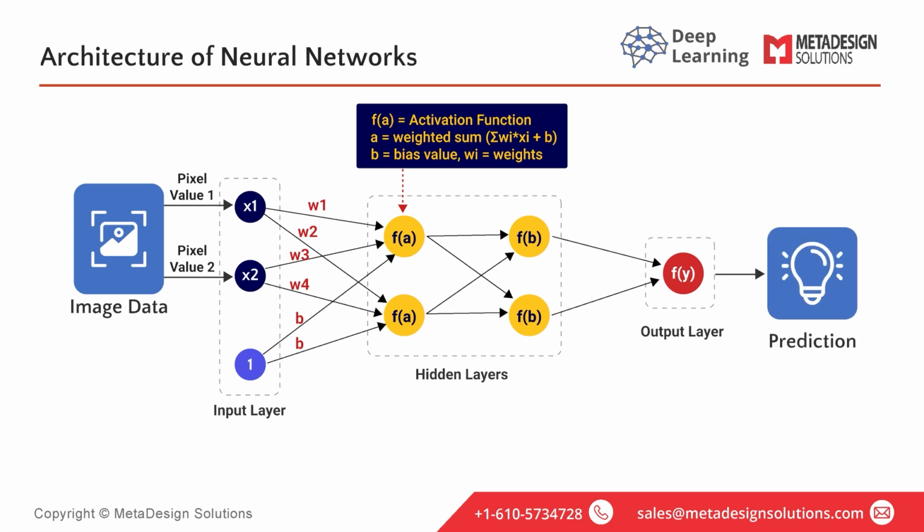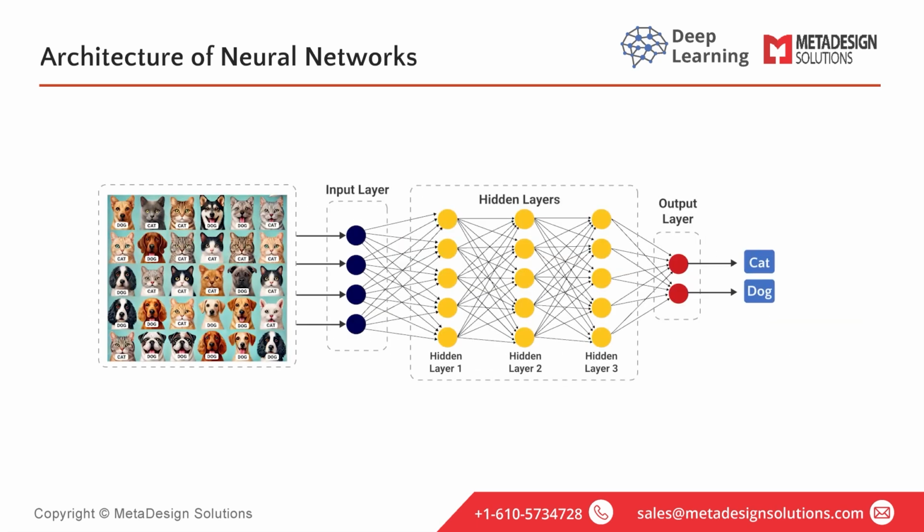The output layer produces the network's final prediction or result. It takes the processed information from the hidden layers and transforms it into something meaningful. For instance, in a classification task, the output layer might have neurons corresponding to different classes. If classifying an image of a cat or a dog, the output layer produces values representing the likelihood of the image being a cat or a dog.